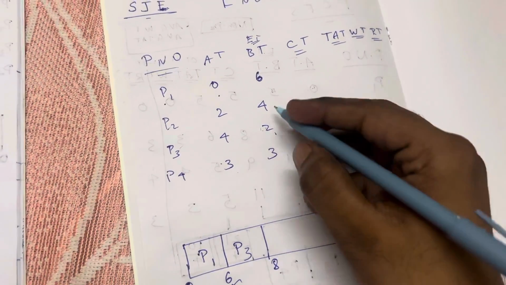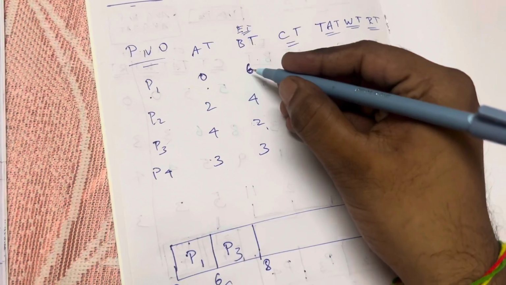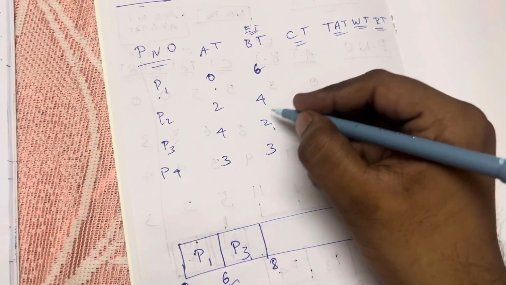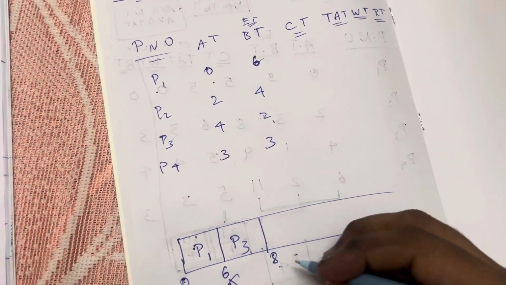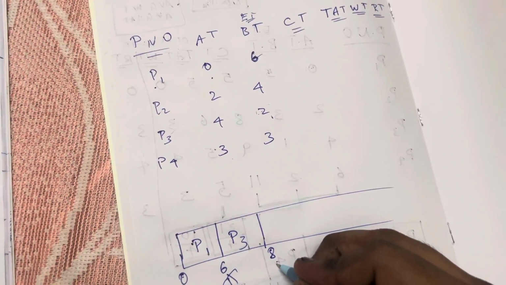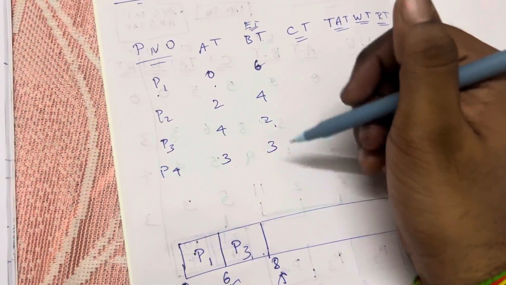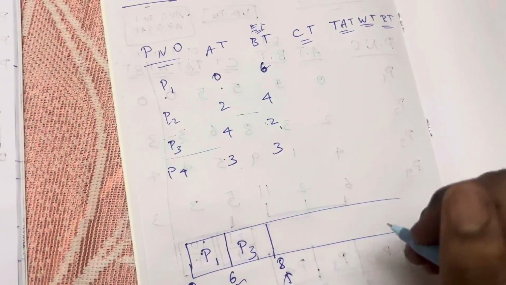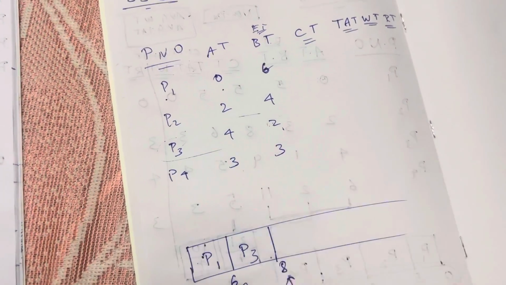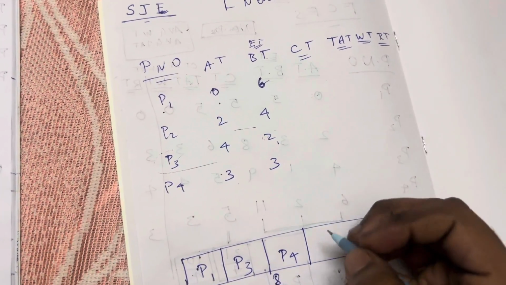Now by 8, what all has arrived? By 8, P1, P2, P3 and P4 all have arrived. So which one has the least? Now don't take P2, P3. Which one has the least? P4. 8 plus 4, P4 has the least.